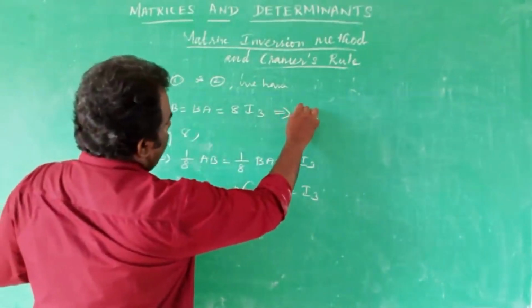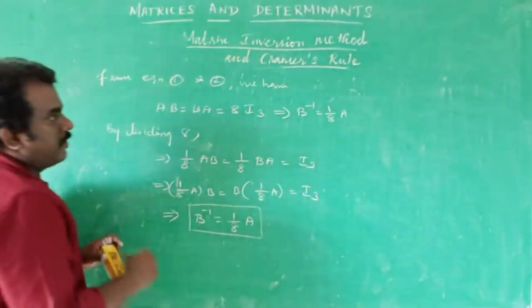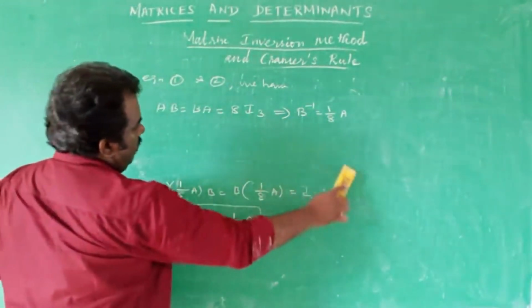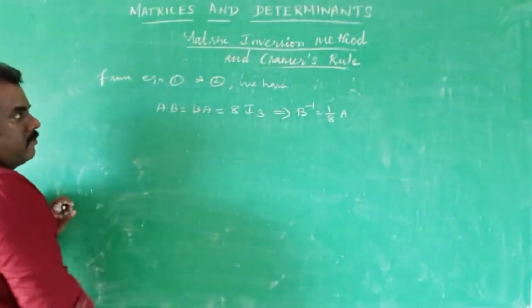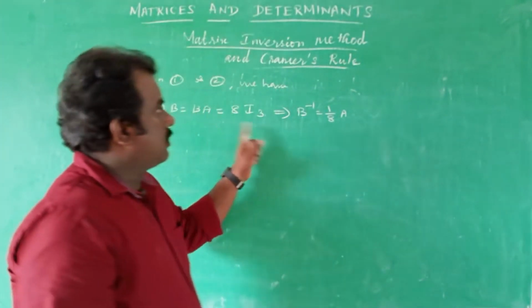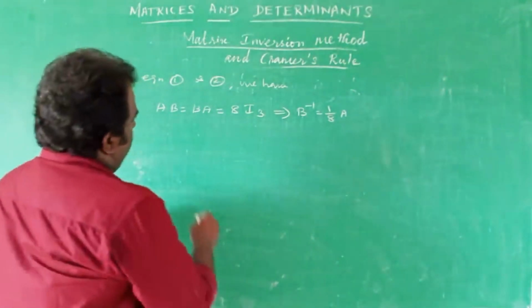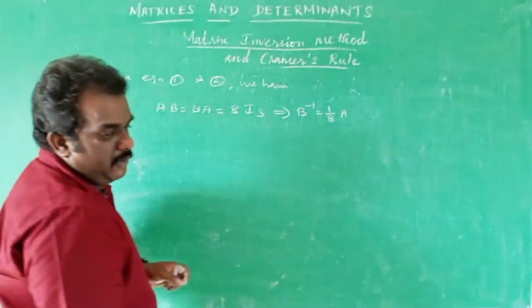So from this, what do we have to get? B inverse is equal to 1 by 8 into A. Now we finished the product of AB and the product of BA. From the product of AB and BA, we can get 8 into I3. From this, we can get B inverse is equal to 1 by 8 into A. Now we can solve the system of equations.